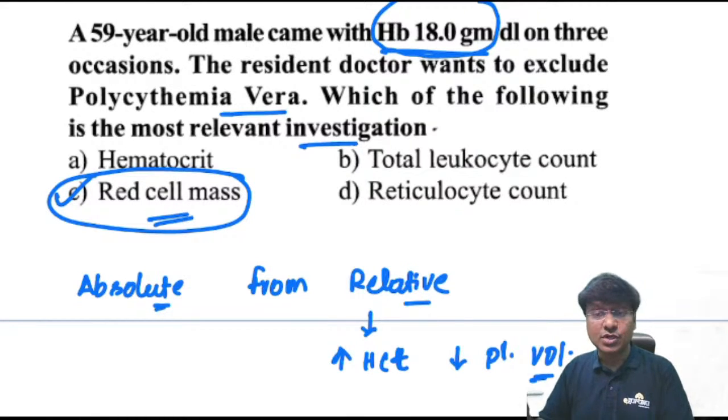And once the presence of absolute erythrocytosis has been established, its cause must be determined. What is the cause of this polycythemia rubra vera must be determined. So the answer is the red cell mass. It is not your hematocrit. So this is one of the very important areas where you people can make a mistake.